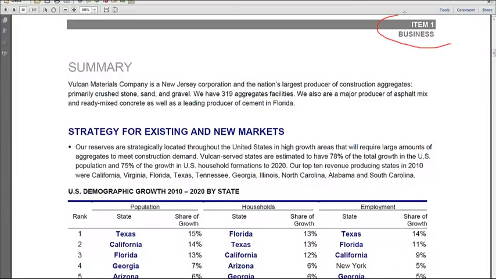Okay, so this is item 1 of the 10K, which always tells you about the company's business. So they're the nation's largest producer of construction aggregates. What an aggregate is, it's a mixture of crushed stone, sand, and gravel. So basically you take this mixture of stone, sand, and gravel, you mix it with cement to make concrete, to build concrete buildings. You mix it with petroleum products to make asphalt, which is what we use to pave highways, roads, airplane tarmacs, and so forth.